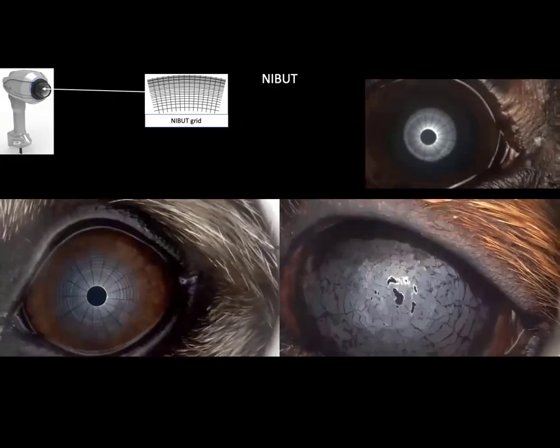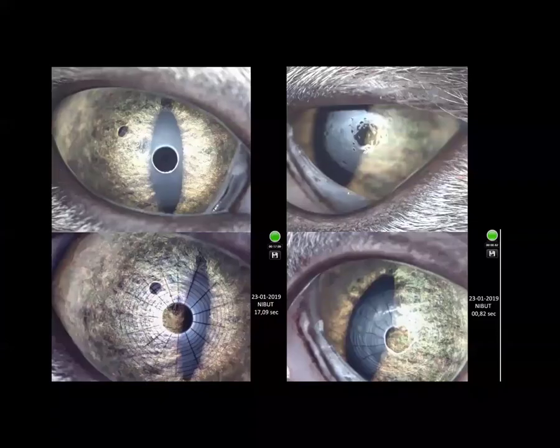The right eye of this cat, at your left, was normal, and non-invasive breakup time was 17 and something more seconds. The left eye was wet with continuous blinking, and multiple dry spots were visible with interferometric examination, and non-invasive breakup time was about 0.